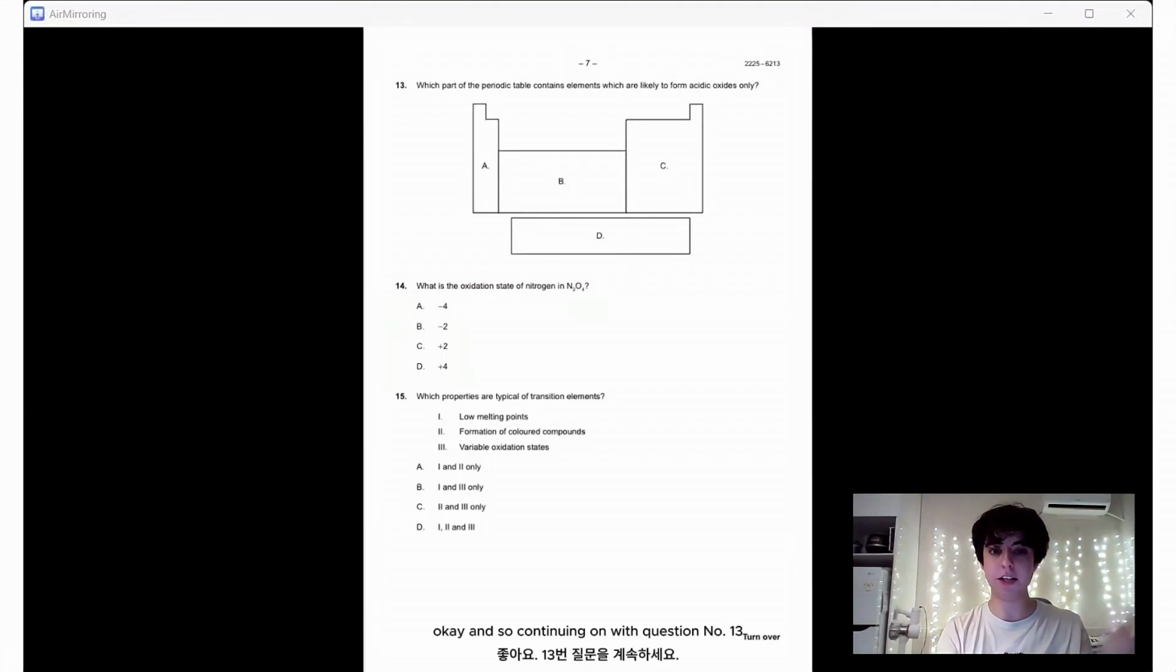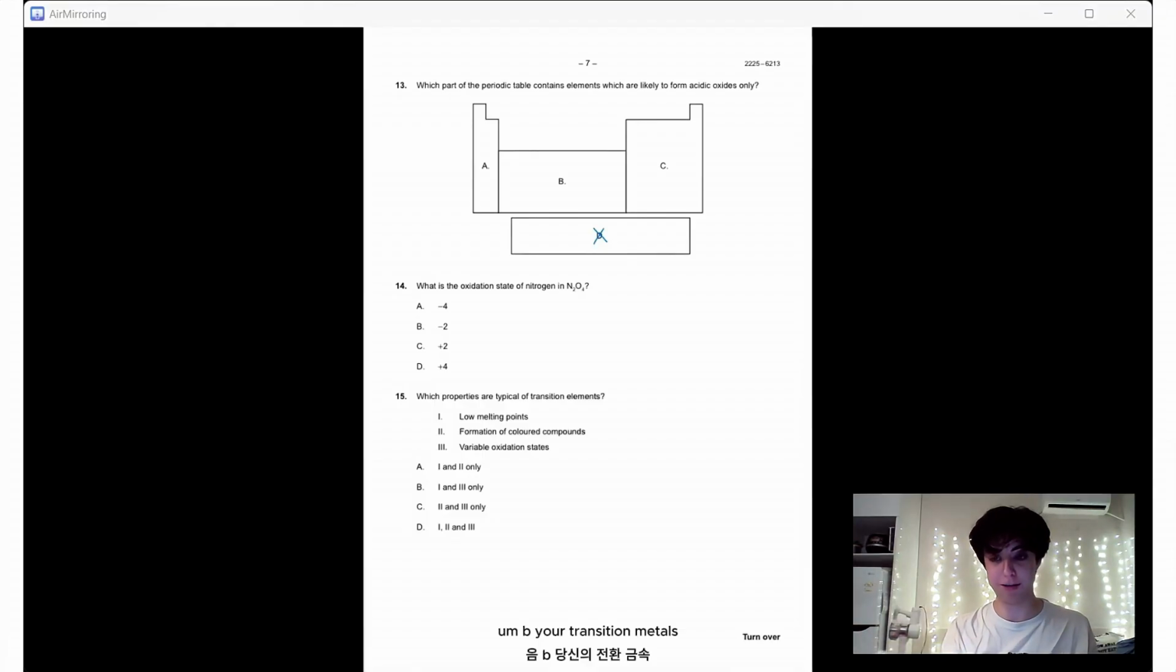Okay, and so continuing on with question number 13, this is about which part of the periodic table contains elements which are likely to form acidic oxides only. And so this is about acid and basic oxides, as well as that kind of periodic trend that is associated with it. And so with this, there are 2 things that you can get rid of immediately. The first is D, which is the lanthanides. Okay, and so the only thing we learn about the lanthanides is that they're the f block and that's it. That's what they're called. That's literally all that we learned. And so that's not going to be your right answer.